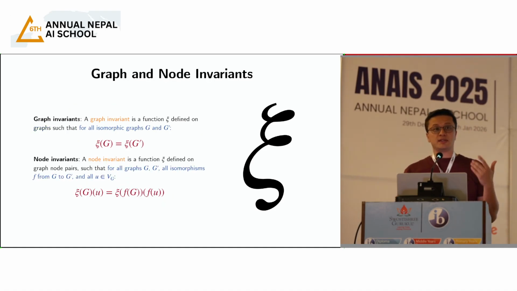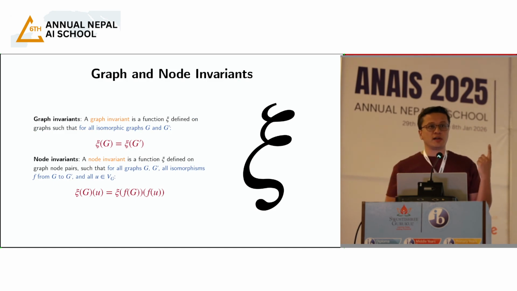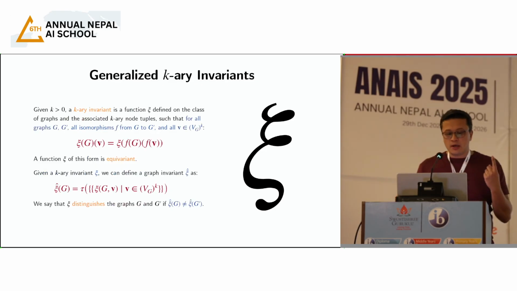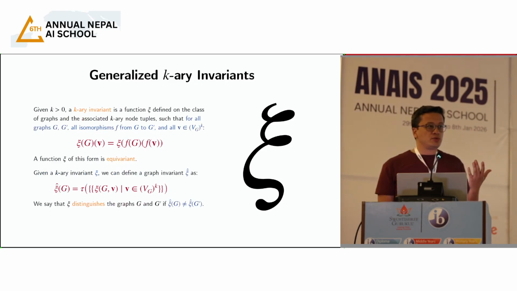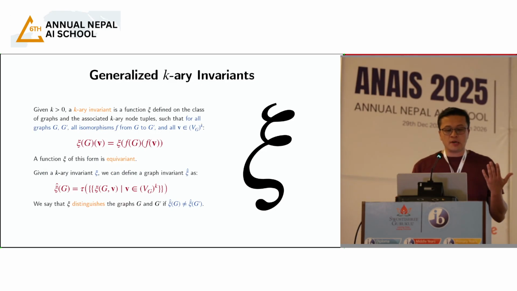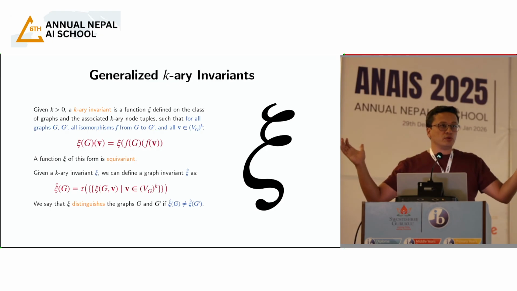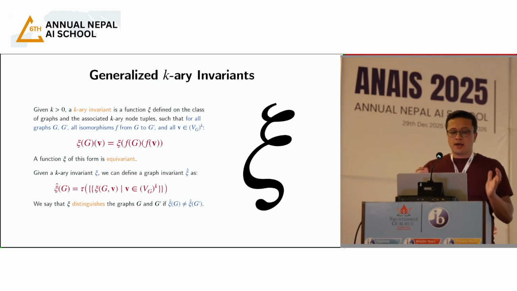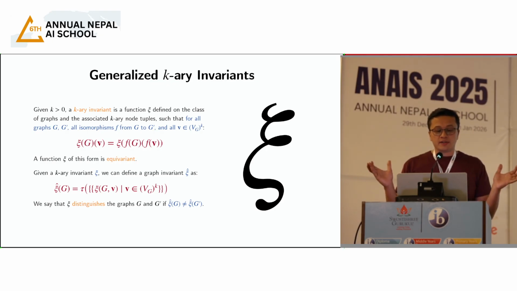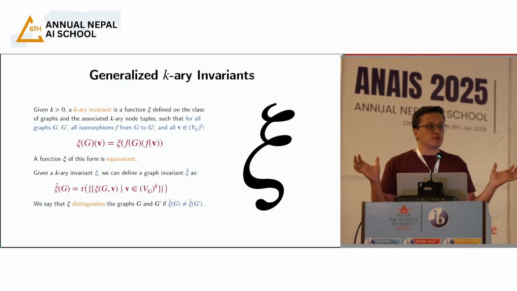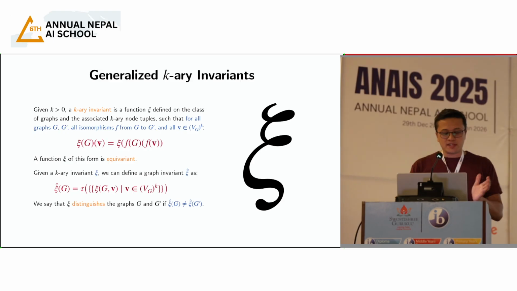A node invariant can be seen as a unary invariant, right? Because we are concerned about a single node. But we can generalize this to k-ary invariants. So instead of looking at nodes, we can look at k-tuples of nodes. And we can define invariance over k-tuples of nodes. And this is basically what this slide here summarizes.